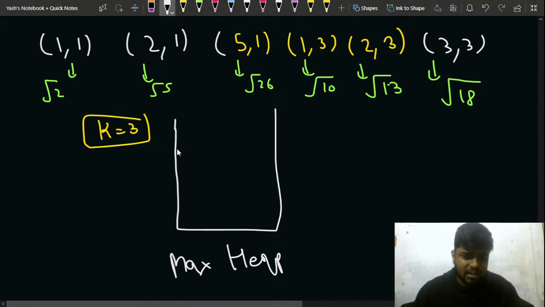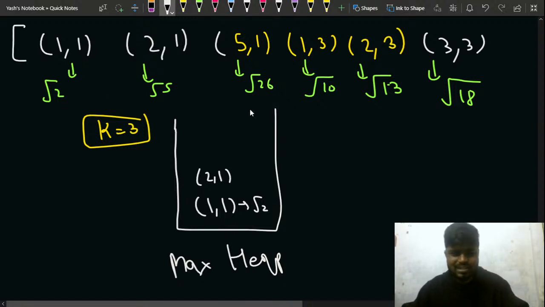So first of all, I'll insert 1,1. I insert 1,1, I see that its distance is under root 2. I insert 2,1, I am inserting in the order, so it is not sorted. Just don't think that it is sorted. These are the points that are given, and you can see that these are not sorted. I have not used sorting up till now.